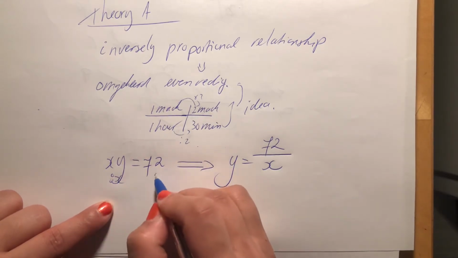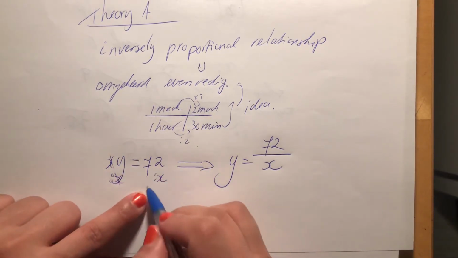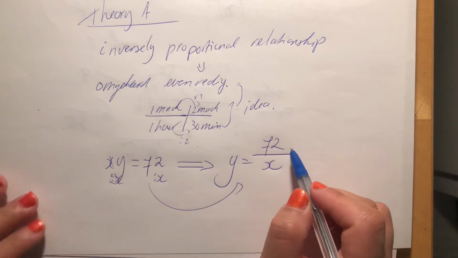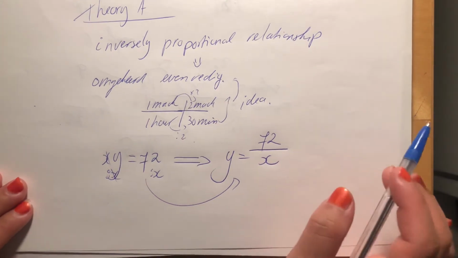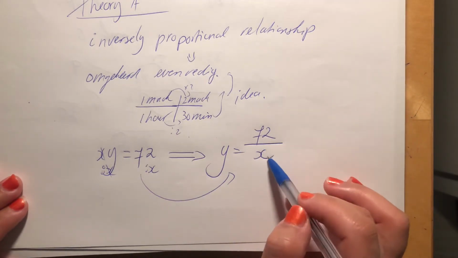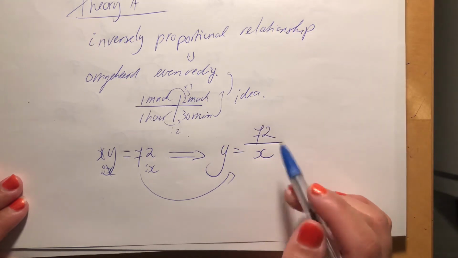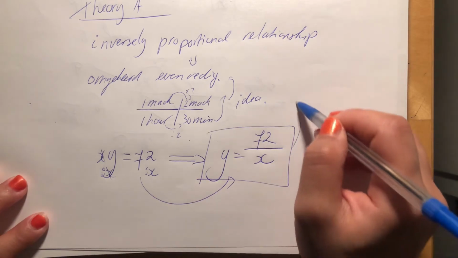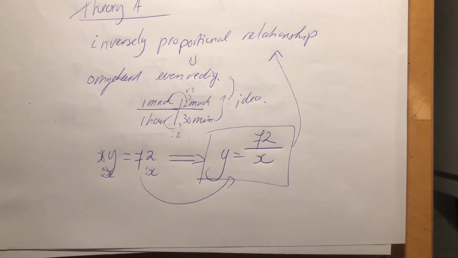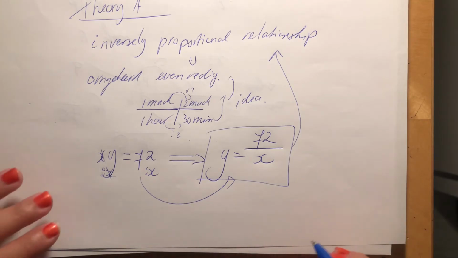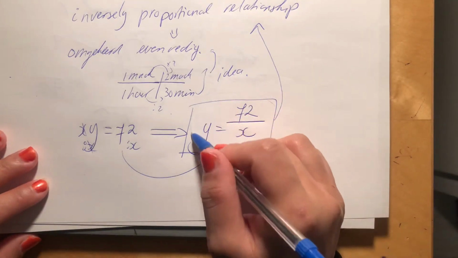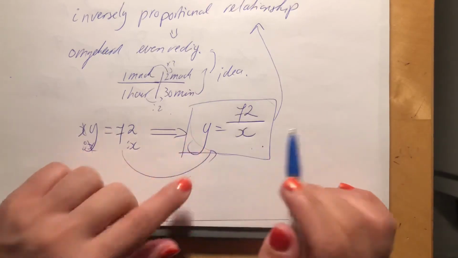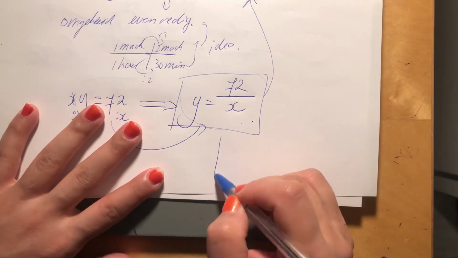Because divided by x, you see? That's how we got to this formula. So this is how you can write it. So the formula y equals 72 divided by x corresponds to an inversely proportional relationship. So this formula belongs to this relationship.